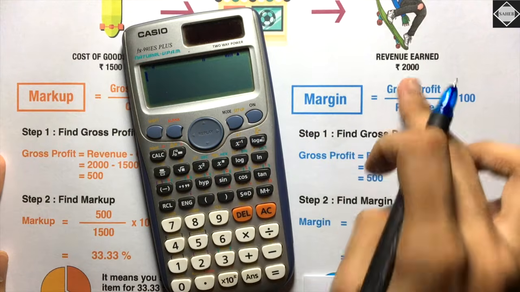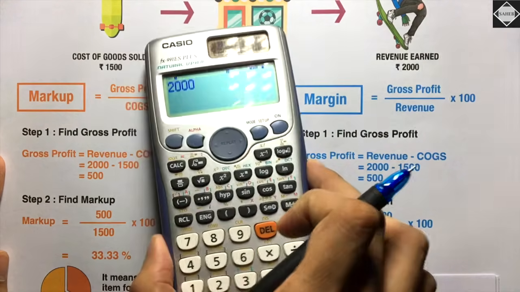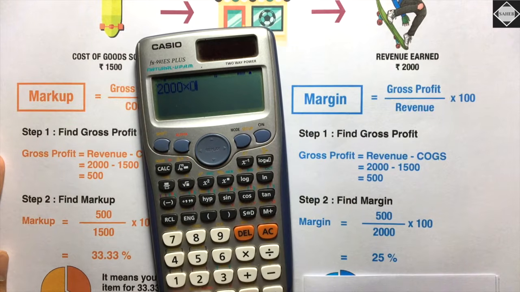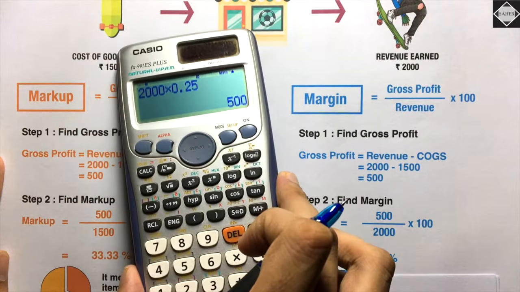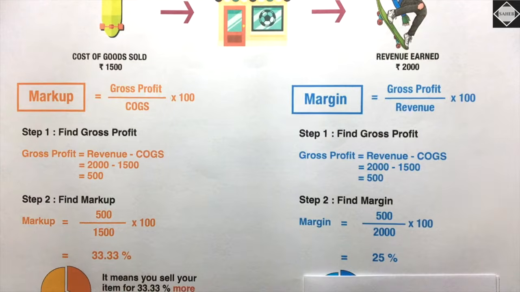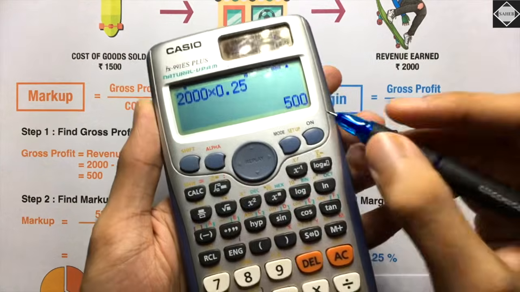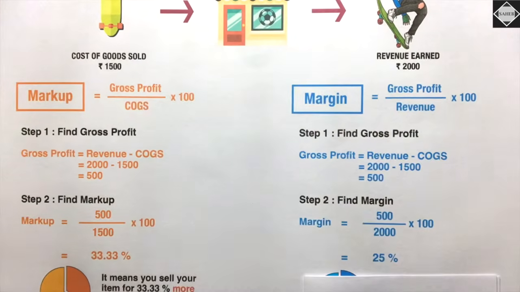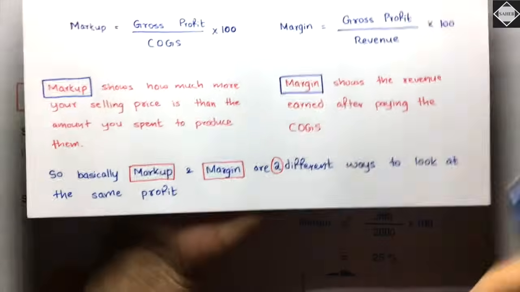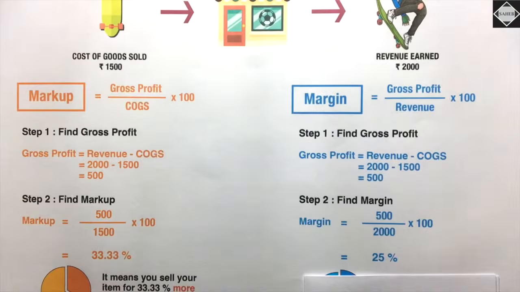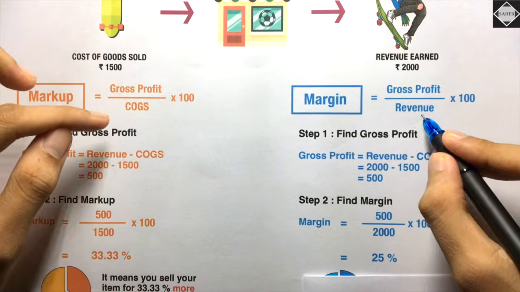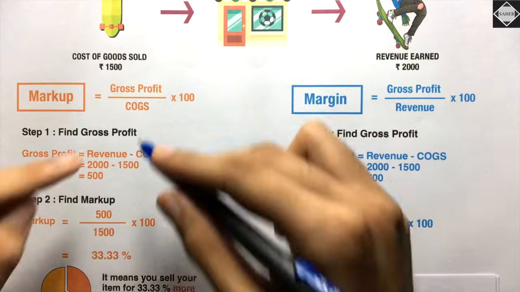So see here, 2000 is the revenue. Can you see? 2000 is the revenue into 25% in decimals, that would be 0.25. So that is equal to 500. 500 is gross profit. You see, with both of these different percentages, we are able to calculate the same gross profit. That is what I told you, that markup and margin are two different ways to look at the same gross profit. Gross profit is 500 only. So with different percentages, we arrived at the same gross profit. How? The reason is that we used different bases. Here we apply this on revenue and here we apply this on COGS.